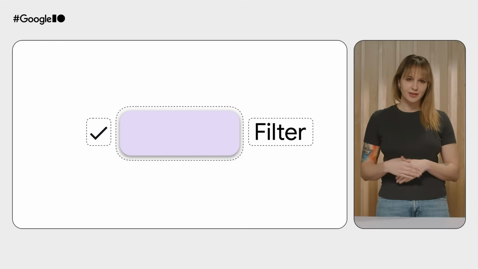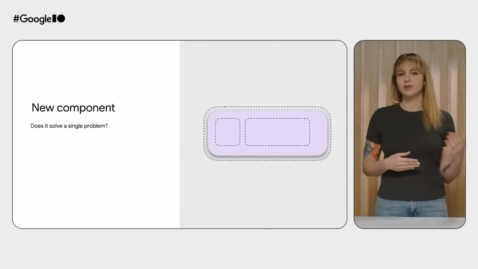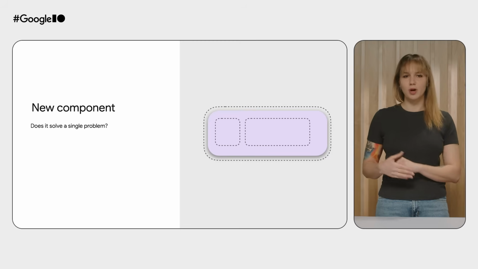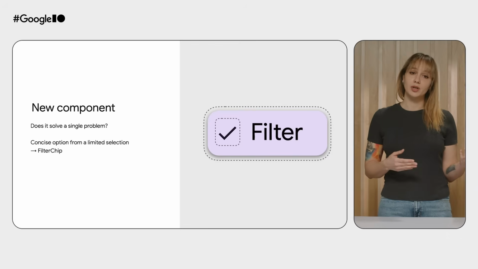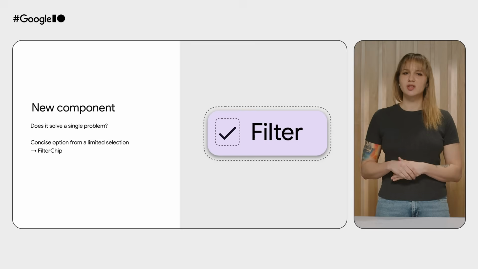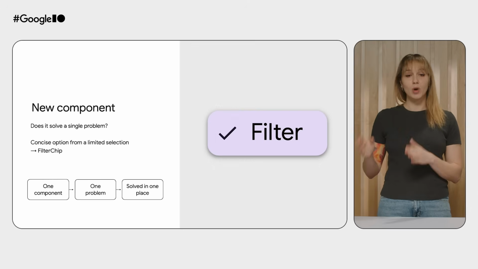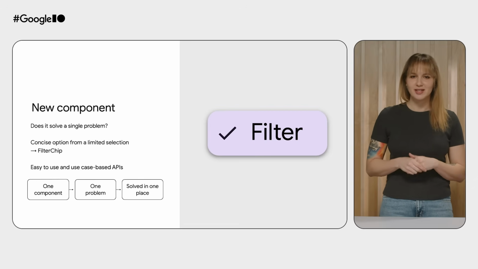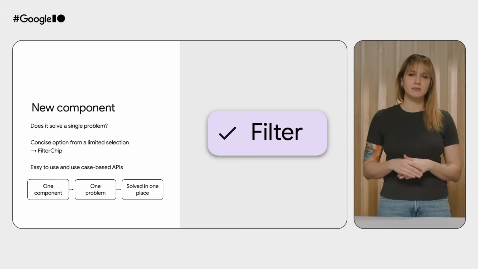Let's go through how we would decide to create a new API using the example of a filter chip component. If you get an idea for a new component, start by asking if this API is meant to solve a single problem. We needed a component that would represent a concise option for the user from a limited selection, so we came up with a filter chip component to solve this problem. One component, one problem, solved in one place. This ensures an API is use case based, making it easy and clear to use.